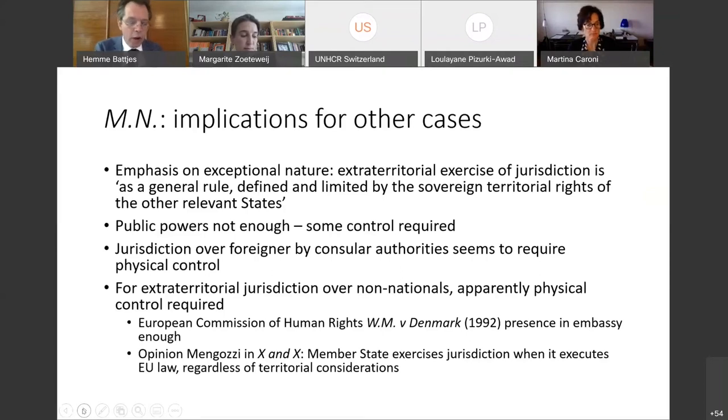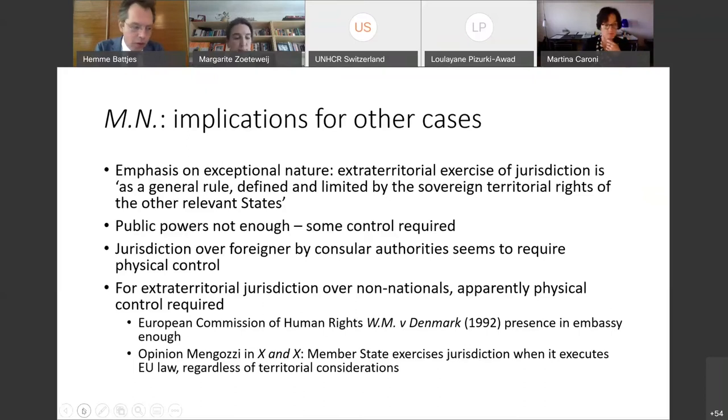The idea being that, in principle, MN was under Lebanese jurisdiction, and therefore not under Belgian jurisdiction. So there was so much stress on the narrow construction of extraterritorial exercise of jurisdiction. Furthermore, it turned out that the exercise of public power in itself is not enough. Besides that, some form of control, in fact, it seems physical control, seemed to be required. And that also applies to extraterritorial jurisdiction by consular authority over foreigners.